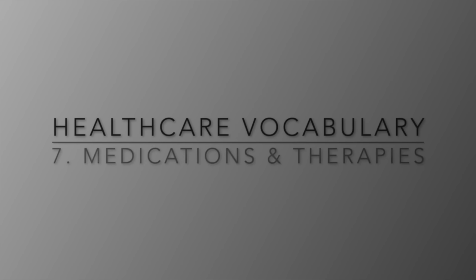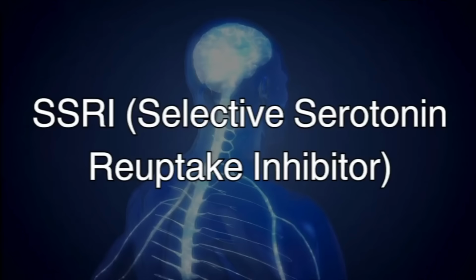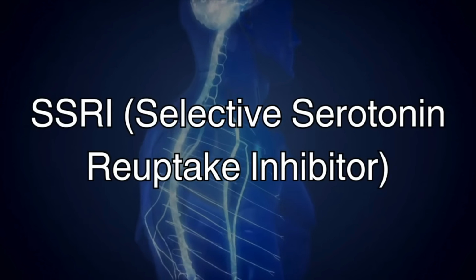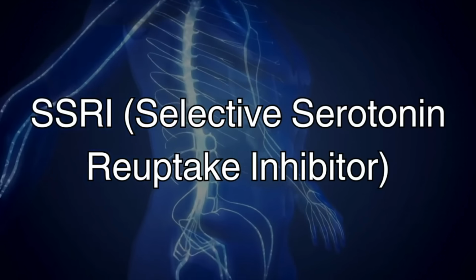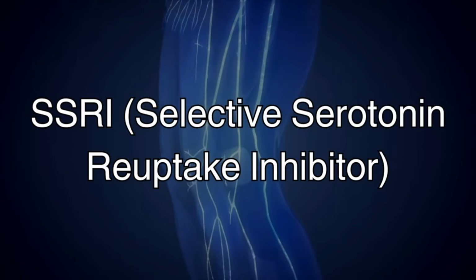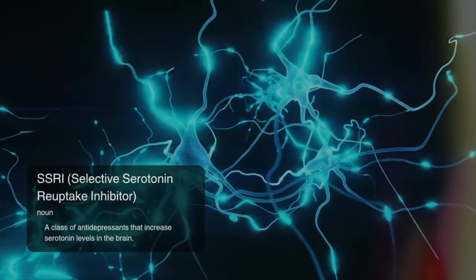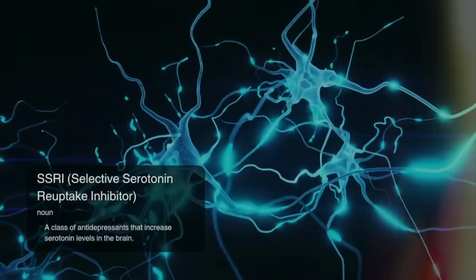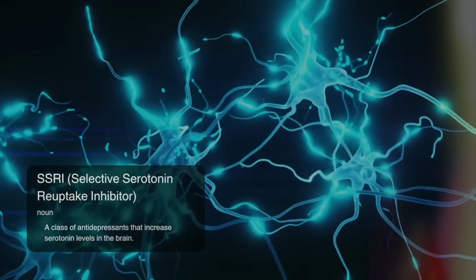In our final section, we're going to take a look at medications and therapy-related terms used in mental health care. First up, we have SSRI, or selective serotonin reuptake inhibitor. This is a class of antidepressants that increase serotonin levels in the brain.